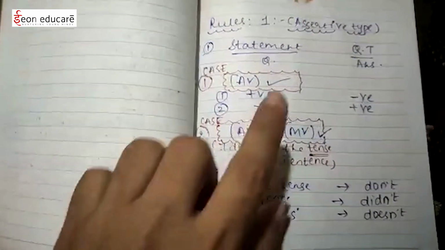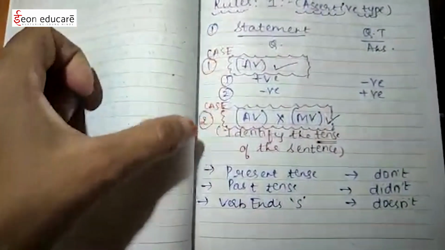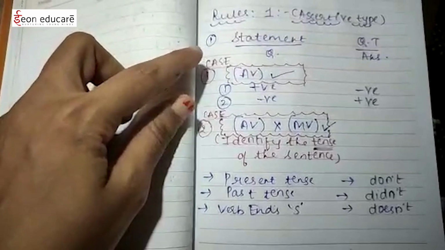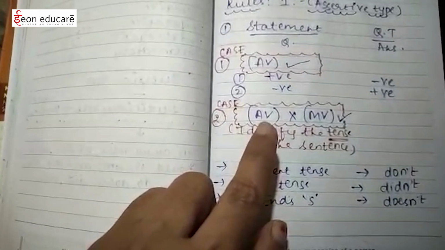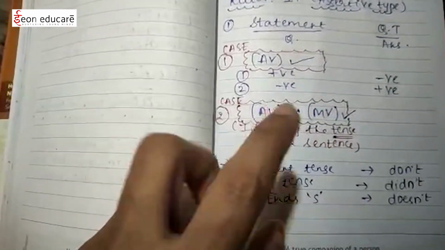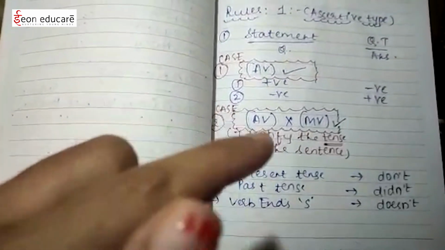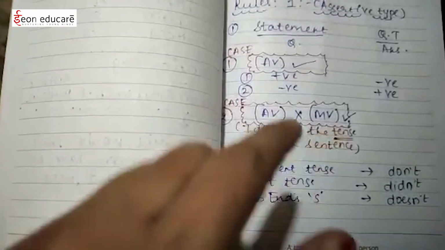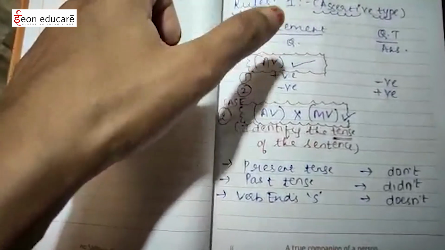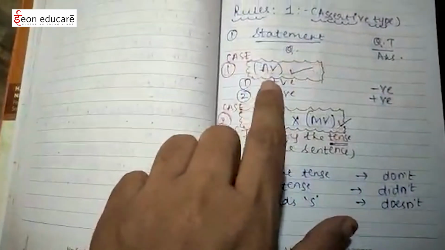Now let's start. As far as which type of sentence is concerned? Assertive type. Students, in assertive type we are having 2 cases. First case is that you are having auxiliary verb, and second case is that you are not having auxiliary verb in your statement. Again I am repeating, in first type you are having auxiliary verb, and in second type we are not having auxiliary verb. In that we are having the main verb of the sentence. So students, as far as auxiliary verb is concerned, rule says if statement is positive, answer would be negative. If statement is negative, answer would be positive.